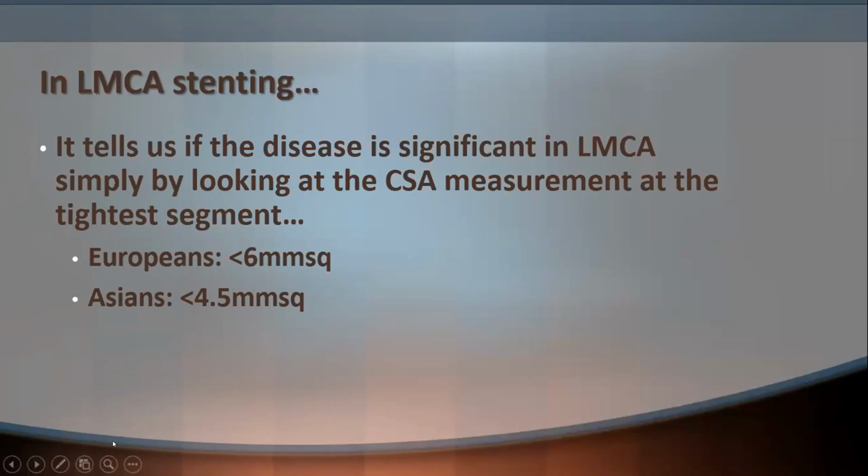So in the LMCA stenting, it tells us if the disease is significant in the LMCA. So if you have a patient who has a LMCA where you think it is 50% or 60% or a little less, and you're not sure, you do IVUS, and it immediately tells you by just measuring the cross-sectional area at the tightest part. If it is less than 6, the Europeans think it is significant. In Asians, the Korean data shows if it is less than 4 millimeters square, it is significant. You don't need to do any other thing, FFR or anything, just go ahead and stent it and deal with it.